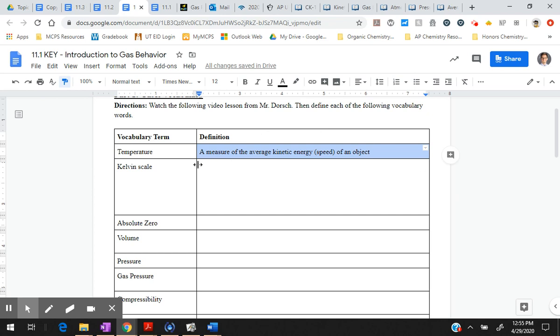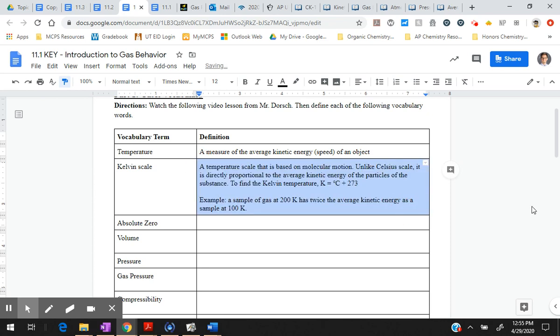Since we're talking temperature, we need to know about the Kelvin scale. Primarily, we've used Celsius at other points in the year in chemistry. The Kelvin scale is a temperature scale based on molecular motion. Unlike the Celsius scale, which is based on the boiling point and freezing point of water, the Kelvin scale is directly proportional to the average kinetic energy of the particles of the substance. To find the Kelvin temperature, all you have to do is add 273 to the Celsius temperature. Technically, it's 273.15, but we'll just leave it at 273.